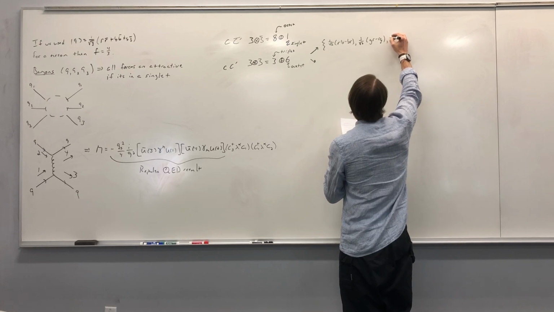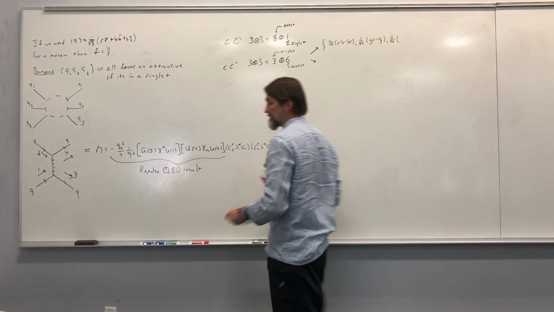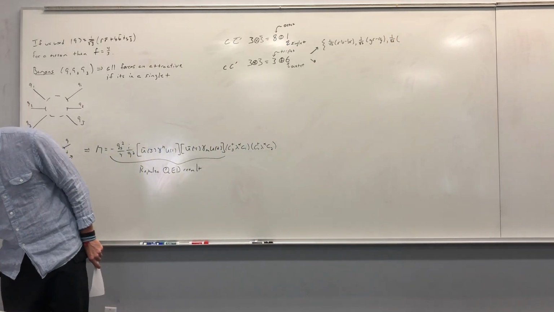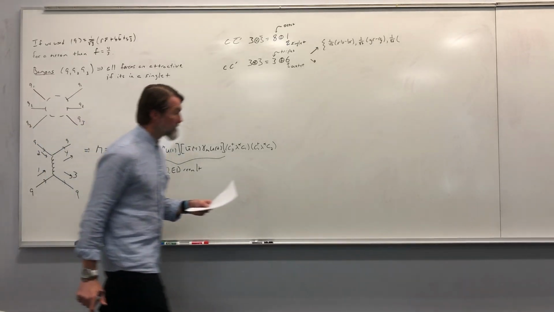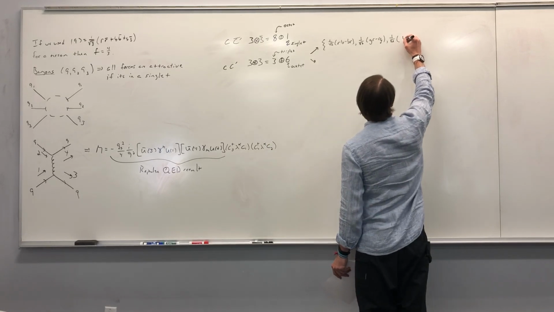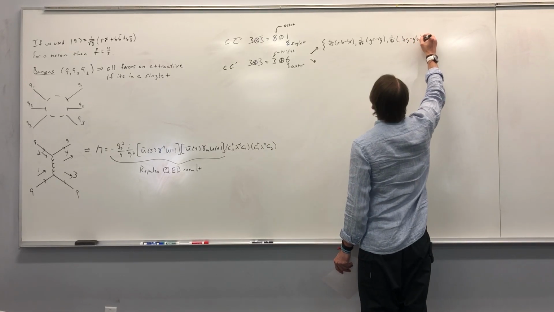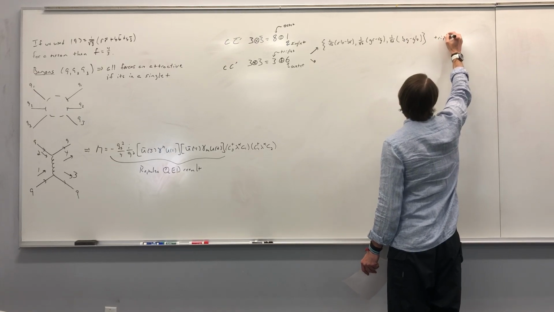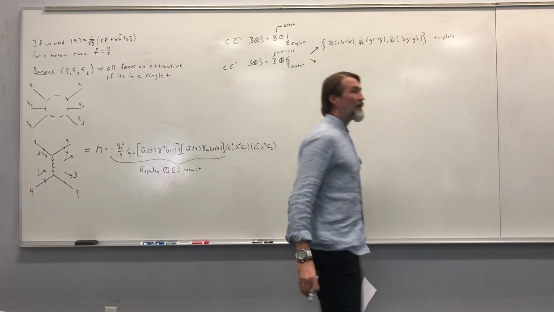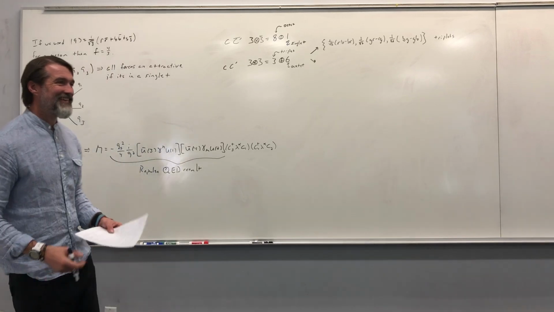And 1 over root 2, blue, green minus green, blue. Exactly. Good guess. Okay, so these are the triplets. Notice there are 3 of them.